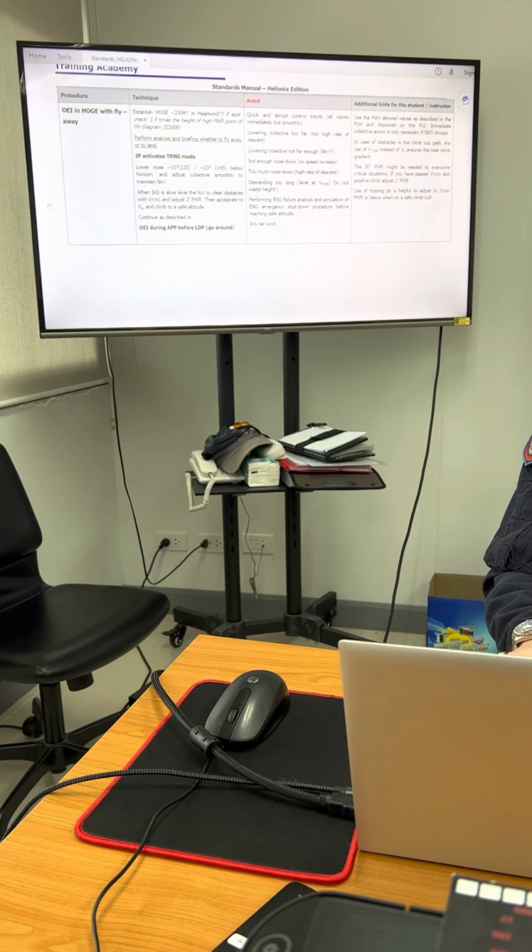OEI in ground effect with flyaway. Establish a hover out of ground effect at 200 feet in headwind. Hovering at 200 feet, headwind. Perform analysis and briefing on whether to fly away or to land.